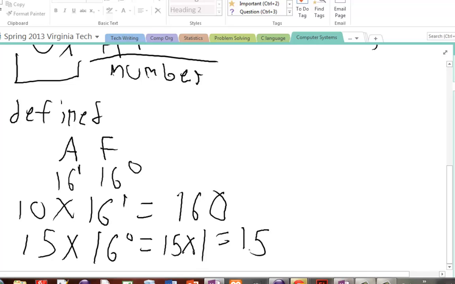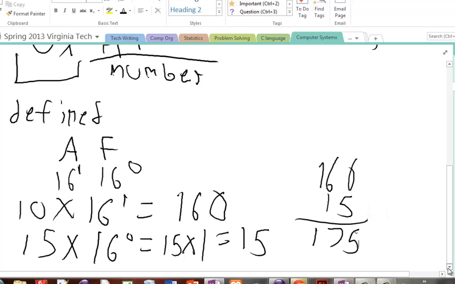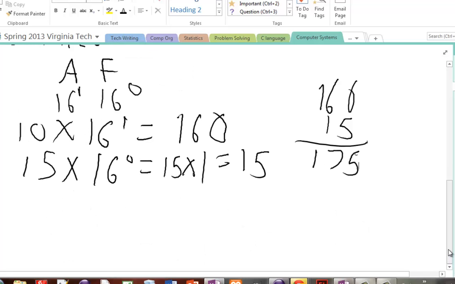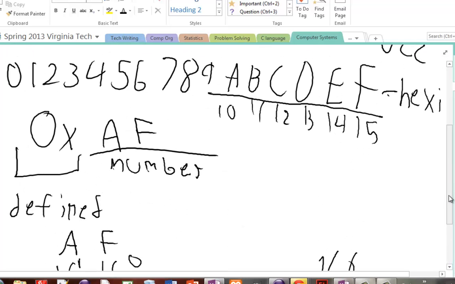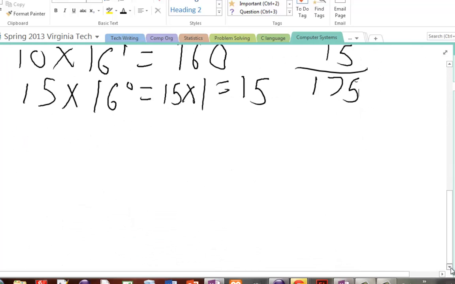And it equals 15. So 160 plus 15 is 175. And so that is what AF equates to in decimal. Okay, so now you see I have AF. And again, I could do this for a lot of things.